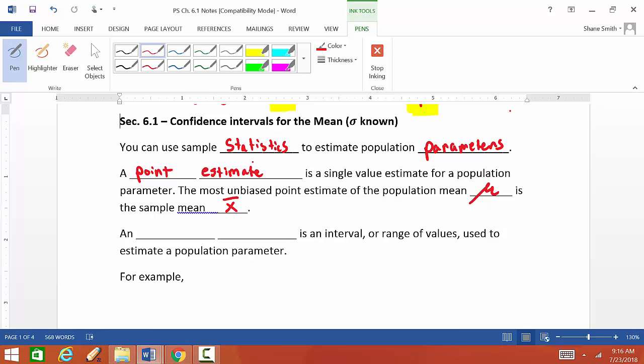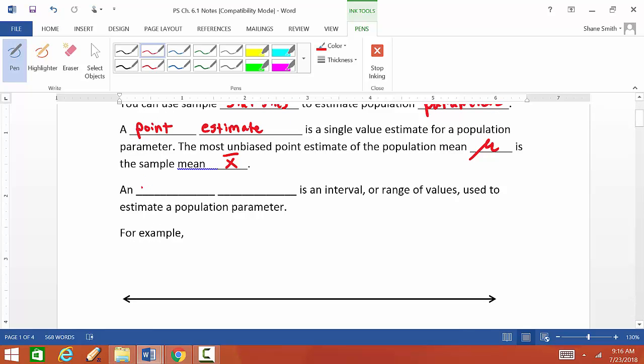So instead of just coming up with a point estimate, we start with a point estimate, but what we want to get to is an interval estimate. And an interval estimate is better because it's an actual range of values. It's an interval or range of values used to estimate a population parameter.